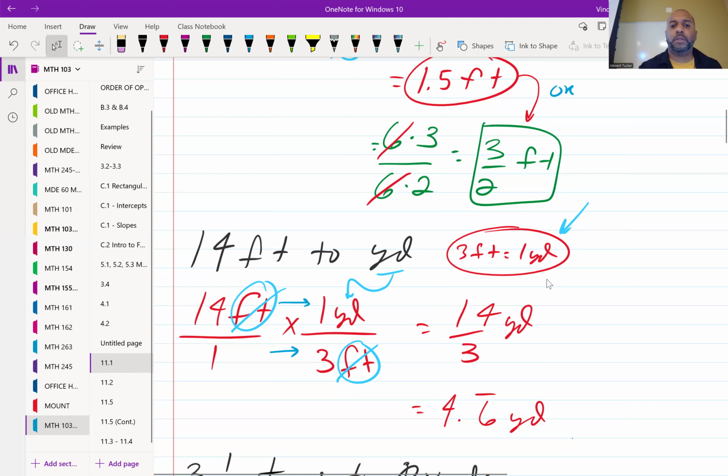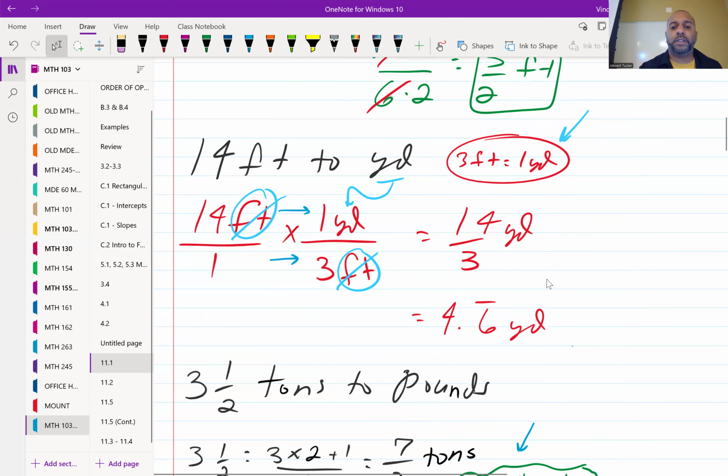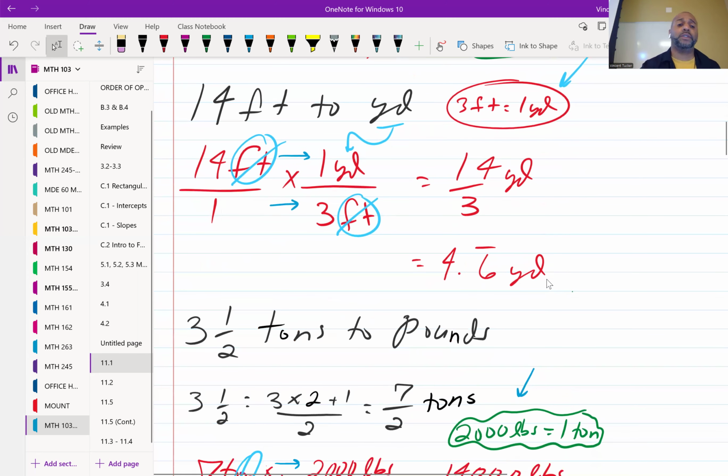All right, scrolling up. 3.5 tons. We want to convert that to pounds. So since we have a mixed number here, what I did was convert that to an improper fraction. And don't forget how that works. You take your whole number, multiply it to the denominator, add it to the numerator. So that's 3 times 2 plus 1. That's how I got the 7/2. And you keep the same denominator throughout. So that's 7/2 tons. Haven't converted anything yet. That's just changing your mixed number to an improper fraction.